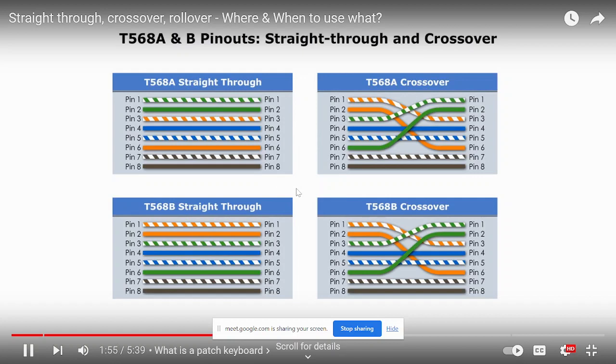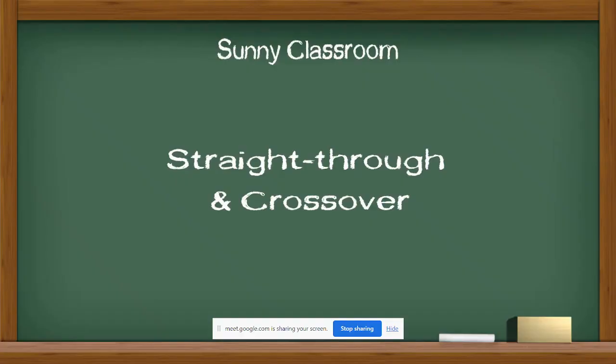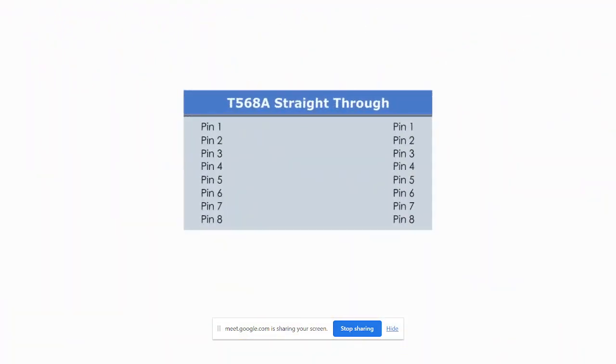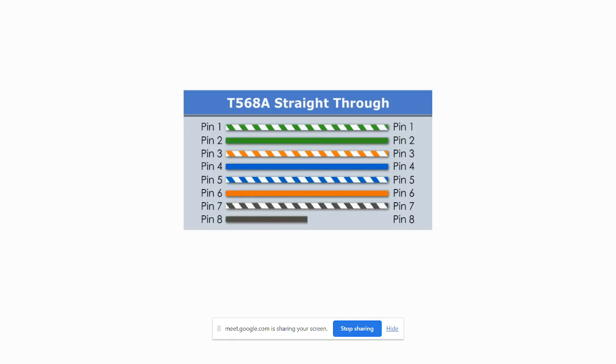The primary difference is UTP patch cable is terminated differently with RJ45 connectors. A Type A straight-through cable has Type A RJ45 connectors at both ends. Specifically, pin 1 on one end goes to pin 1 at the other end, and pin 2 to pin 2, pin 3 to pin 3, and so on. And that's why it's called straight-through.